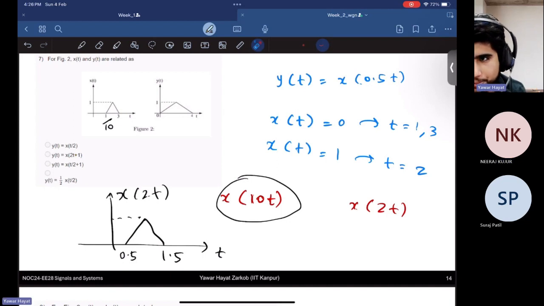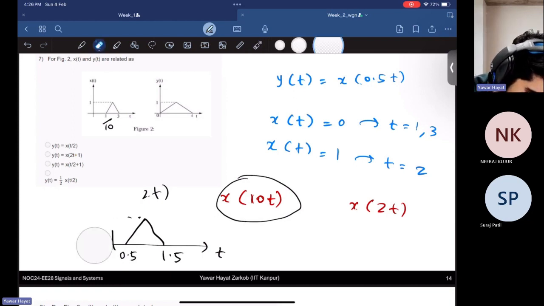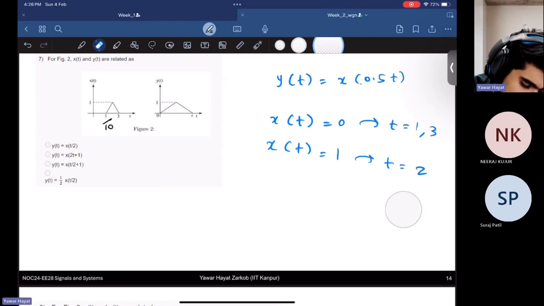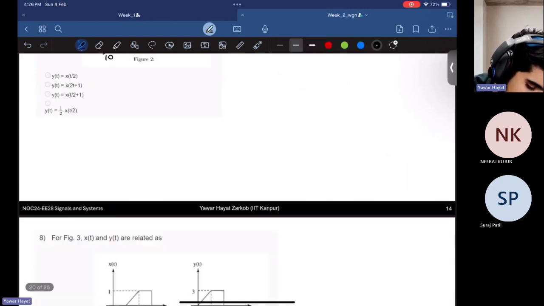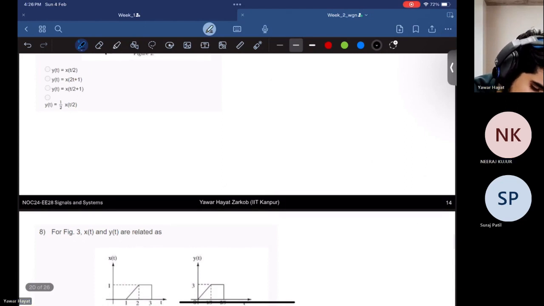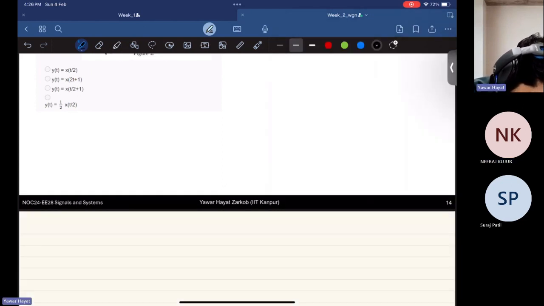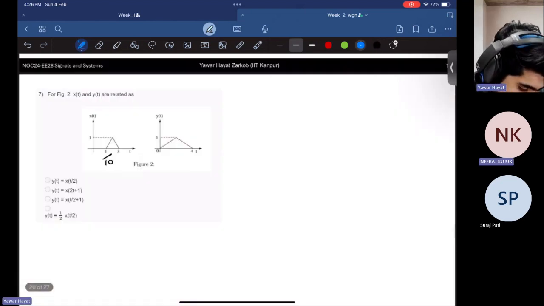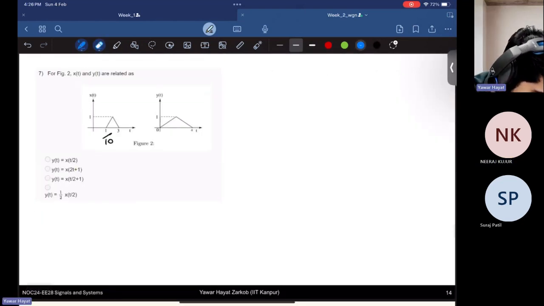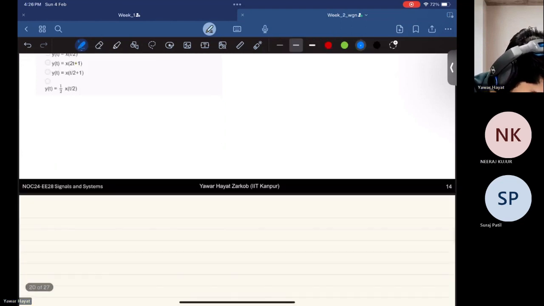Yes, sir. So I hope this makes sense, right? Using time scaling, you won't be able to reach that operation. So the only way we can do that is through time shifting, right? So first, what we'll do is we'll perform time shifting. So this is how we'll perform time shifting.